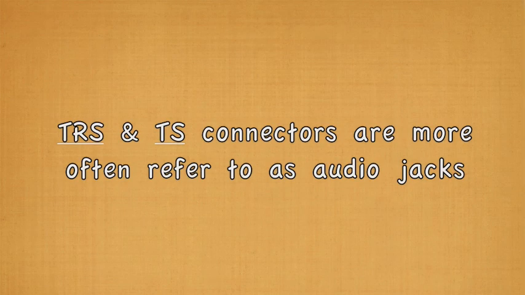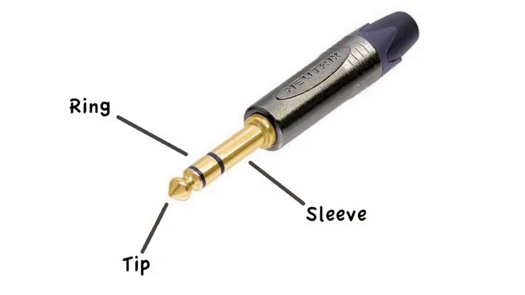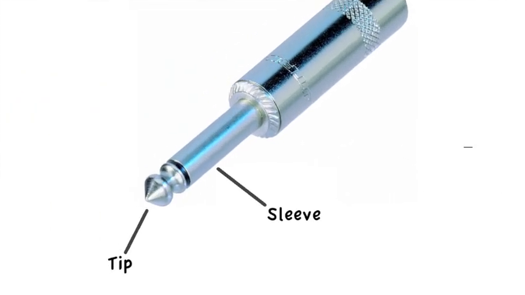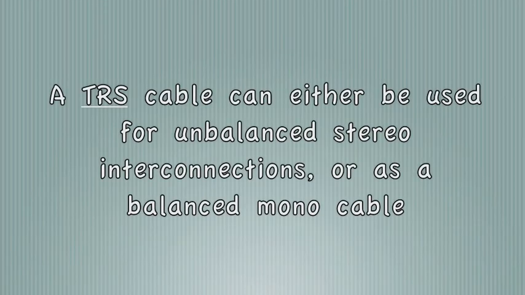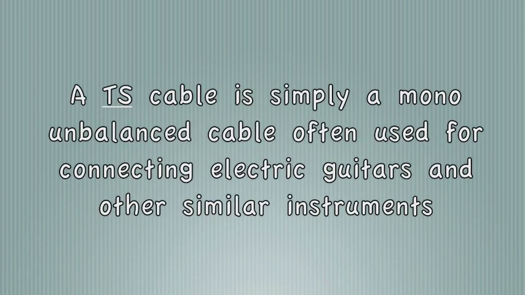TRS and TS connectors are more often referred to as audio jacks. There are two main types of these connectors: the TRS, which arrives from the words tip, ring, sleeve, and the TS, which is simply tip and sleeve. The quarter-inch TRS cable can either be used for unbalanced stereo interconnections or as a balanced mono cable. On the other hand, a quarter-inch TS cable is simply a mono unbalanced cable, often used for connecting electric guitars and other similar instruments.